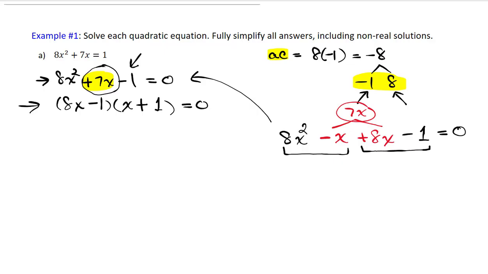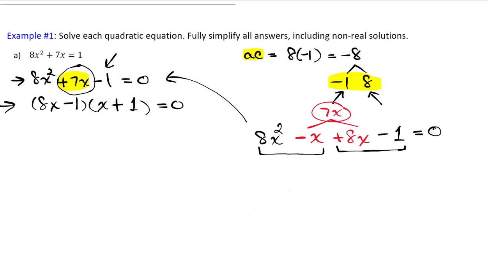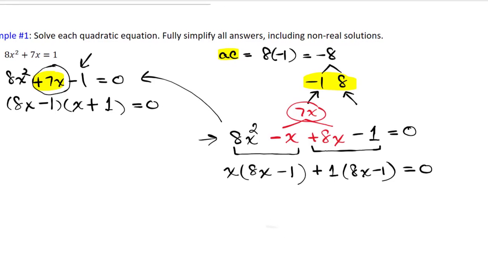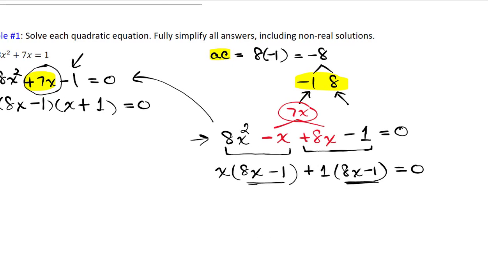From here, usually when we're given 4 terms, we can factor by grouping. Based on the first group, which consists of the first 2 terms written there, we're going to take out the greatest common factor, which is 1x, leaving us with 8x minus 1. And then on the next group, which consists of the last 2 terms of the expression, taking out its GCF, which is just a 1, we're left with 8x minus 1, and then complete the statement. Now notice what's in parentheses are the same.